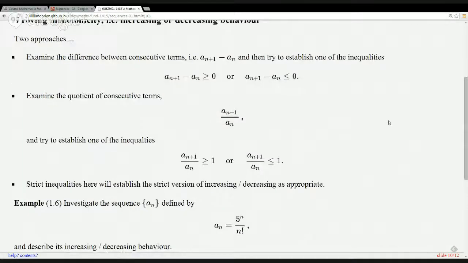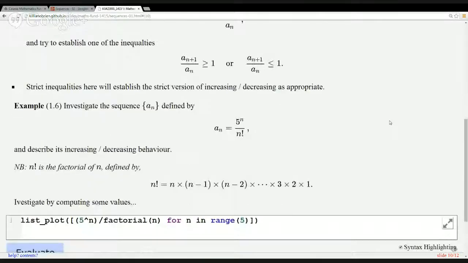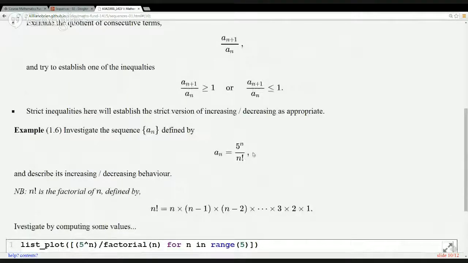Okay, so let's see if we can apply this to an example. So we'll have a look at this particular sequence a_n here. It's example 1.6. I think it's worked out there on page 4, but we'll just go through the calculation and go through the analysis of it. So this sequence a_n has a nice formula for the nth term. It's 5 to the power n divided by n factorial.